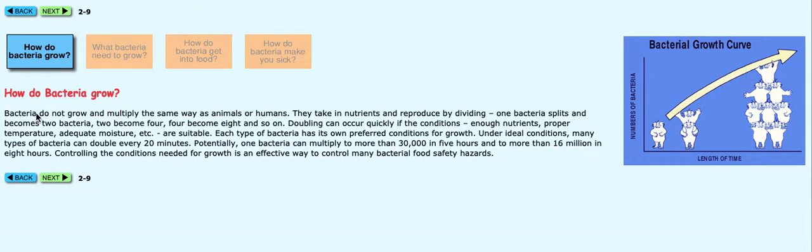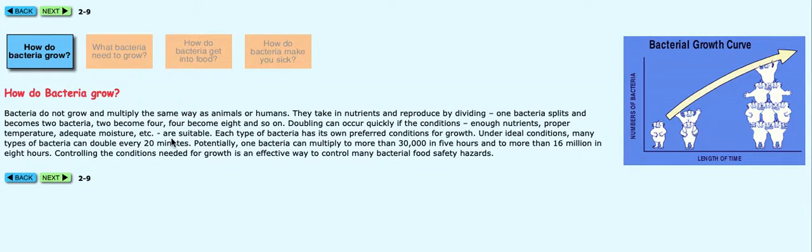Bacteria grow. Bacteria do not grow and multiply the same way as animals or humans. They take in nutrients and reproduce by dividing. One bacteria splits and becomes two bacteria. Two become four, four become eight, and so on. Doubling can occur quickly if the conditions, enough nutrients, proper temperature, adequate moisture, etc., are suitable.